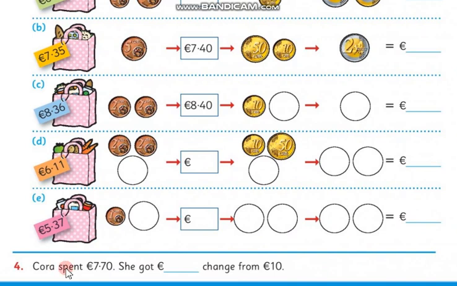you have the same idea. Okay, so we have this: Cora goes into a shop and spends €7.70, and she gets an amount of change from €10. You do the exact same thing, so count on to the nearest 10 cent. Well, that's already there because she spent 7.70. So count on to the nearest euro, you need 30 cent, and then count on to your 10 euro. And how much change does she get altogether?